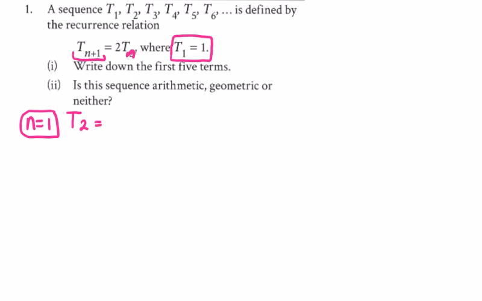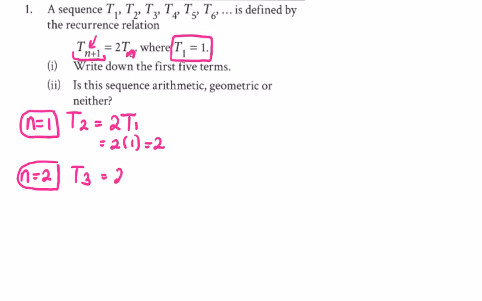T2 is equal to twice, when n is 1, twice T1, which is equal to 2 times 1, which is equal to 2. If n is equal to 2, we're going to get term 3, T3, because there's going to be a 2 plus 1. Term 3 would be twice Tn, and n is 2, so twice T2, so twice 2, which is equal to 4. We're asked to write down the first 5 terms.